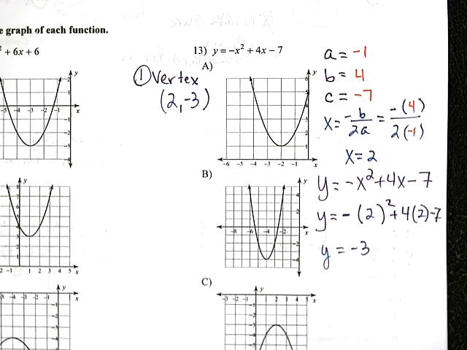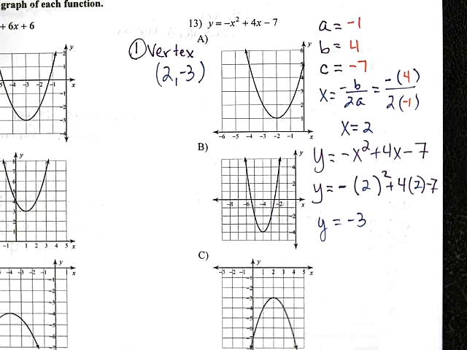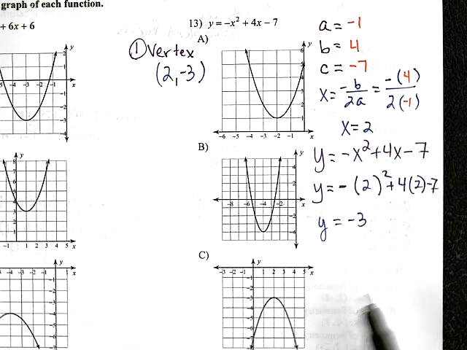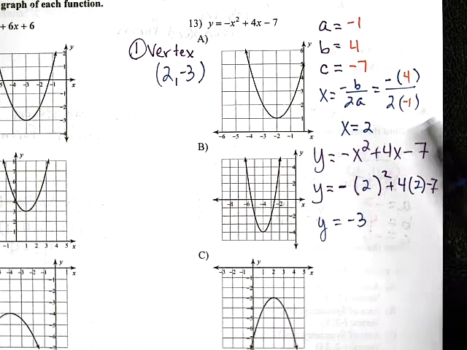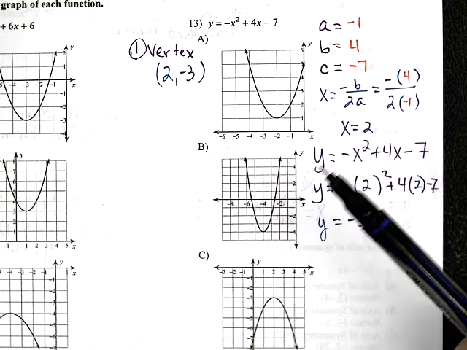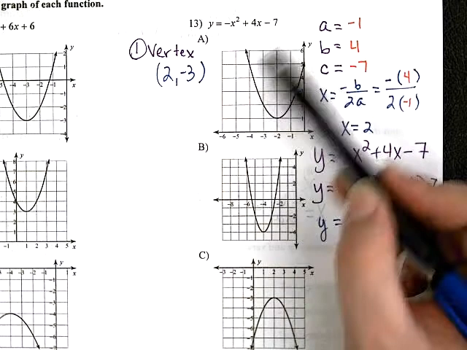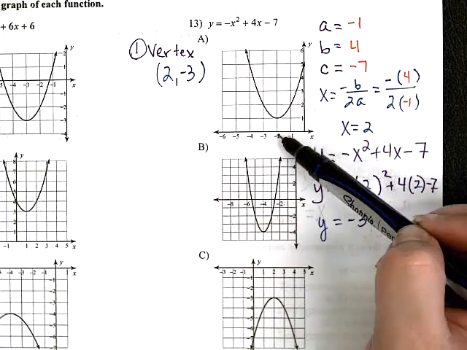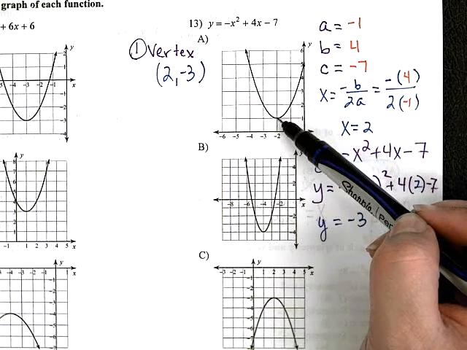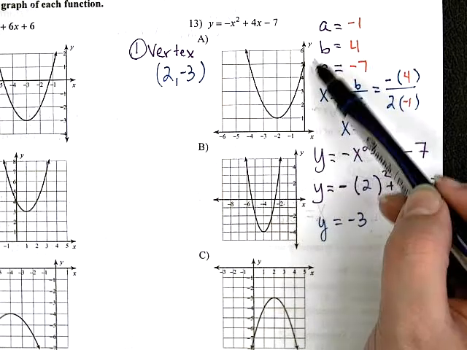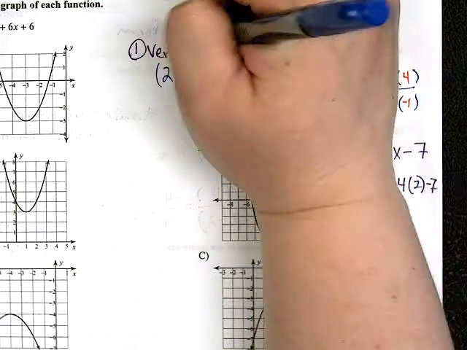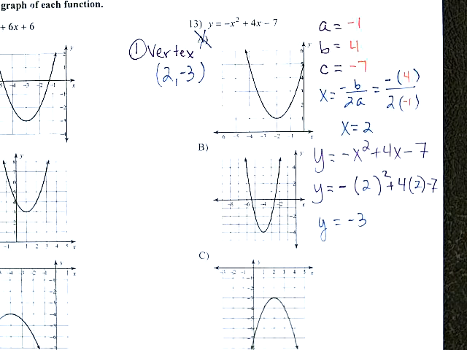So we've got two options here. We can look at all of our graphs now and see if any of these graphs have a vertex of 2, negative 3, or we could keep going. I'm going to check my graphs first. This graph A has a vertex at negative 2, positive 1. Plus this graph opens up. That can't be an answer, so I'm going to cross that one off.